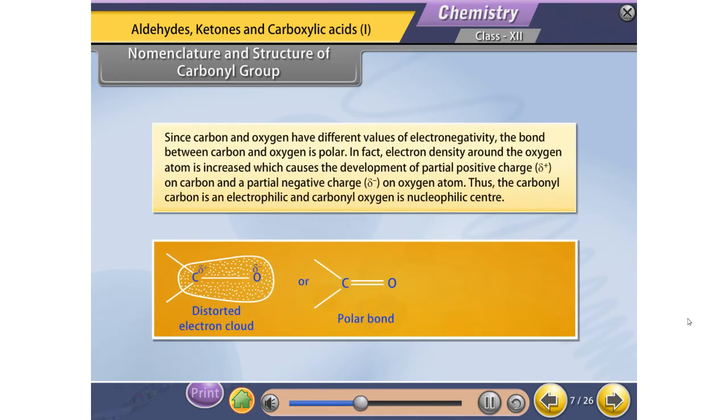Since carbon and oxygen have different values of electronegativity, the bond between carbon and oxygen is polar. In fact, the electron density around the oxygen atom is increased, which causes the development of a partial positive charge on carbon and a partial negative charge on the oxygen atom. Thus, the carbonyl carbon is an electrophilic and the carbonyl oxygen is a nucleophilic center.